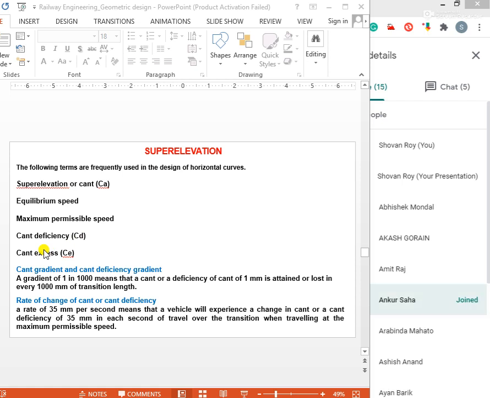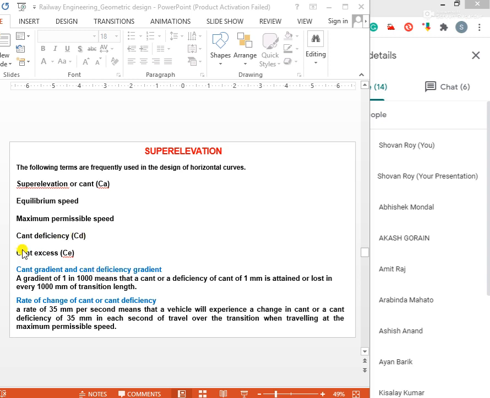This is the difference between the practical and theoretical super elevation values. Practical is what you have provided in the field, and theoretical is what you calculate for your train, which is actually happening. This difference value is cant deficiency and cant excess. Cant deficiency is when you have provided a low super elevation value, and cant excess is when you have provided a higher super elevation or cant value, but your train is going at low speed.